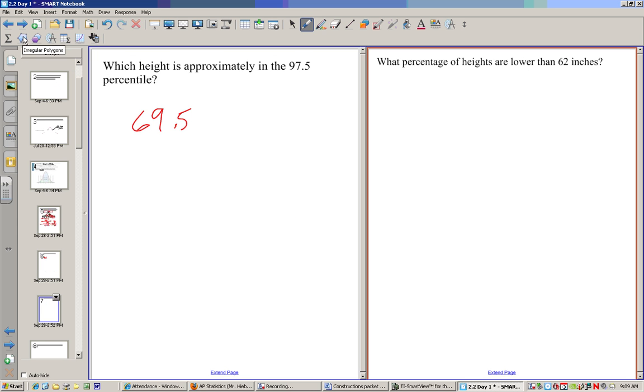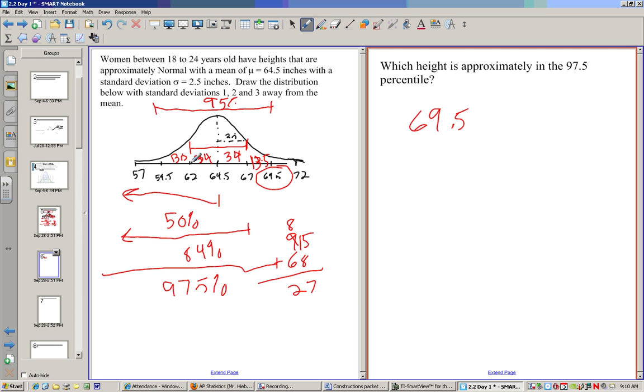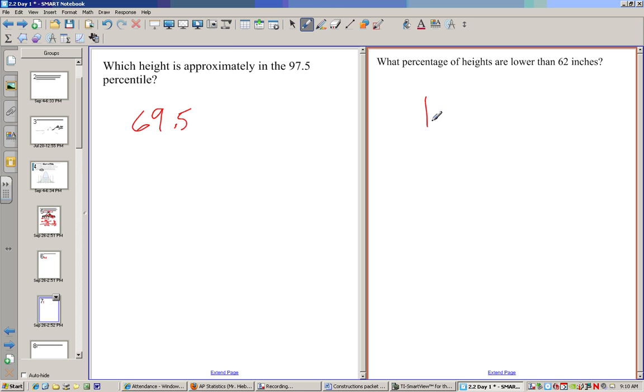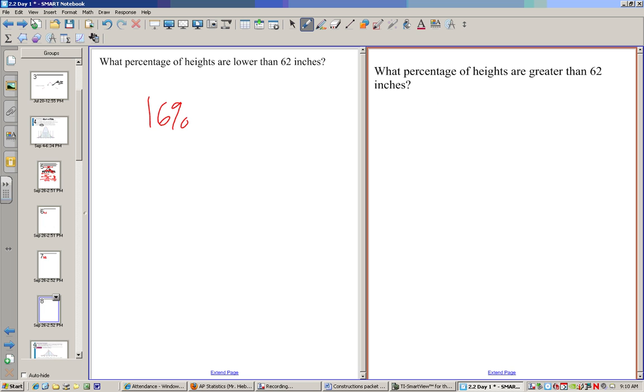Now the next question, what percentage of the heights are 62 inches or lower than 62 inches? So 62 inches are here. We know this is 50%, and that's 34%. So 62 and lower is going to be 50 minus 34, which is 16%. What percentage of the heights are 62 or greater? Well, if 16% is lower, then subtract from 100 to get 84%.